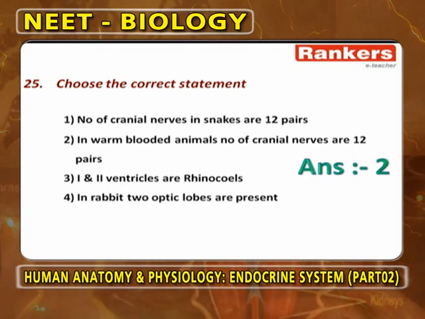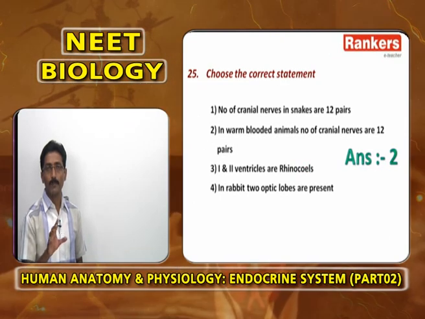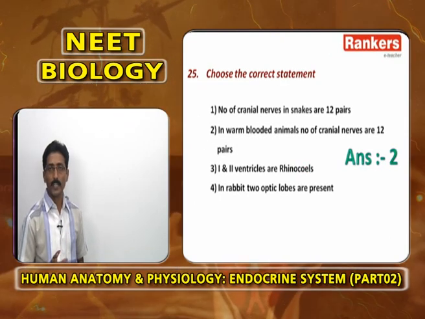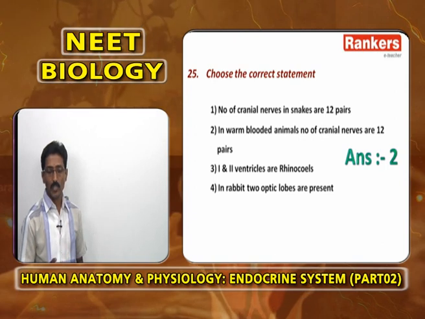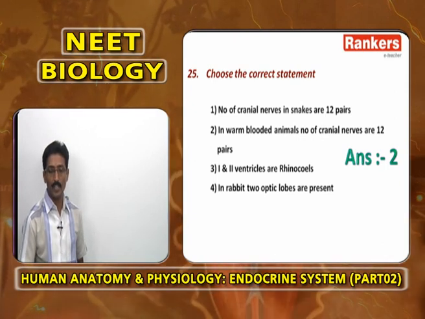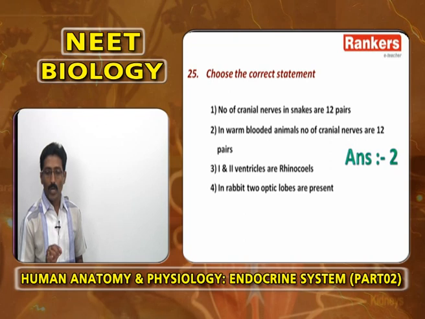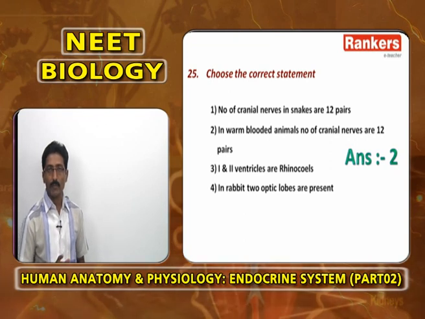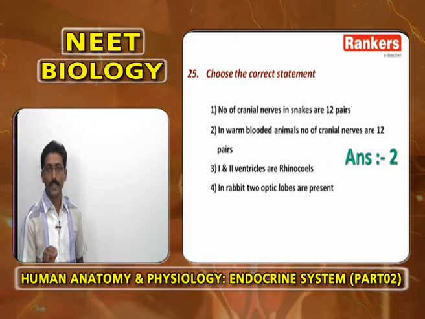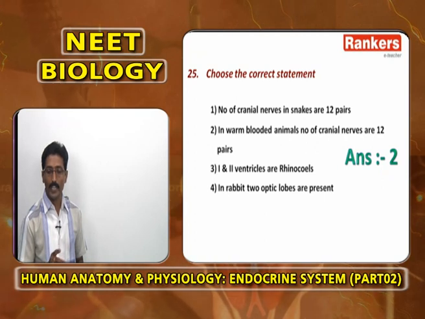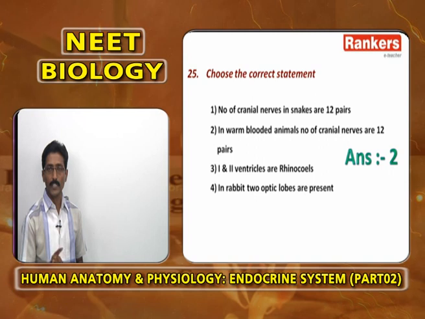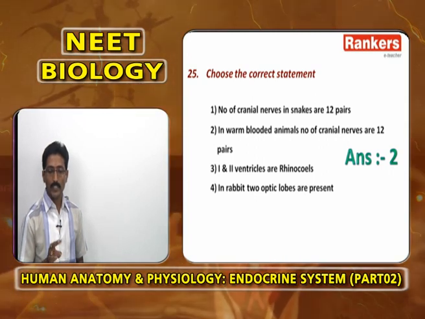Now the first one: number of cranial nerves in snakes only 10 pairs, in remaining reptiles 12 pairs. So the first statement is wrong. Second, in warm-blooded animals, what are the warm-blooded animals? Birds and mammals. In warm-blooded animals, the number of cranial nerves is 12 pairs. That is correct.